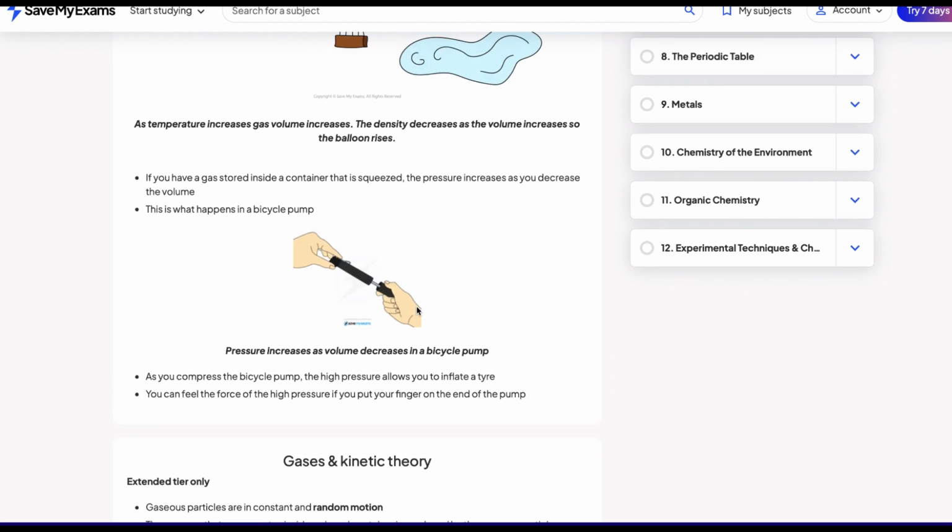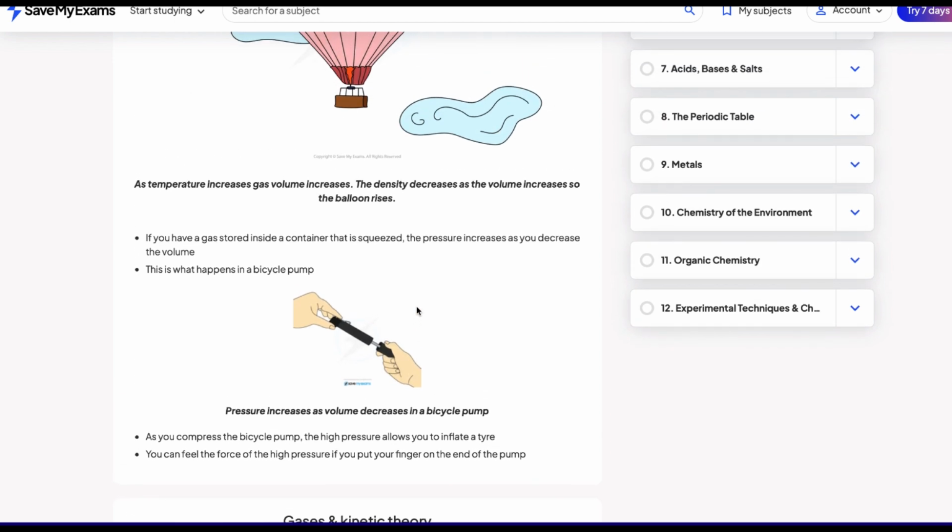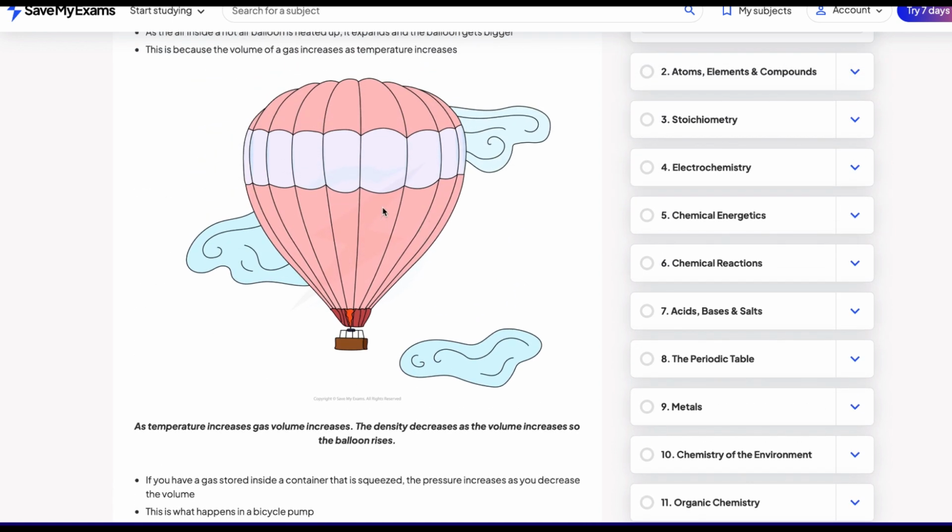As temperature increases, the gas volume increases and the density decreases. The density will decrease. It will not be more dense because the particles will be further apart. So the density decreases, and the volume increases. So the volume increases, then the balloon can rise. Okay.